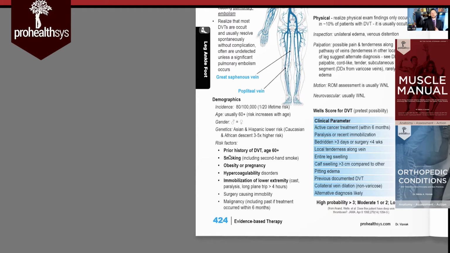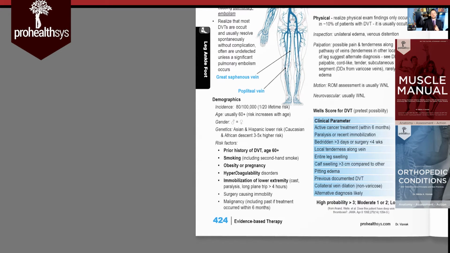Activities or risk factors that are out there: prior history of a deep vein thrombosis and being over the age of 60. Do you smoke? Your risk is substantially higher. Are you obese? Absolutely. Pregnancy, not really a major risk factor, but the reason it's there is because that causes an increase in venous stasis in the lower extremity, especially in the later stages of pregnancy. Hypercoagulability disorders, where you are forming clots on a more regular basis, and immobilization of the lower extremity, whether that's casting, paralysis, bedridden, even long plane trips, sitting down watching TV for too long, you name it, in a movie theater, those can be risk factors as well.